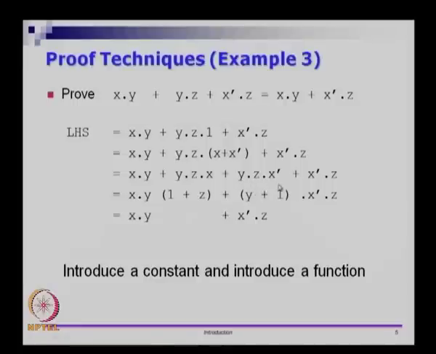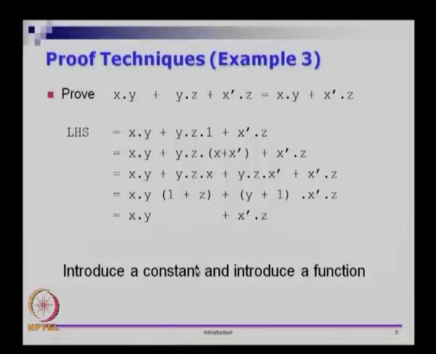Similarly we see that there is x bar z which is common to this term and this term. We can take that out and we have y or 1. We know that 1 or z is 1 and y or 1 is 1. So it simplifies to xy or x bar and z. So what happens is this term vanishes and you have xy or x bar and z.